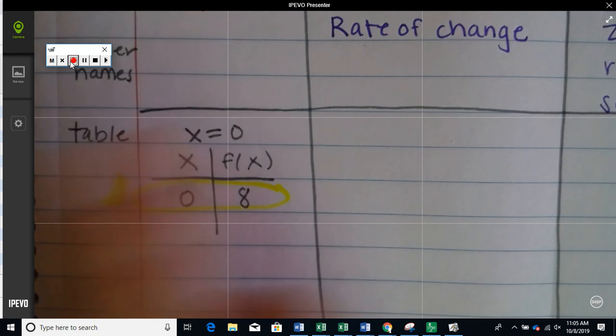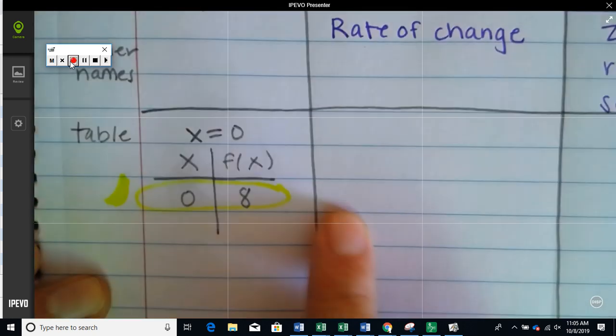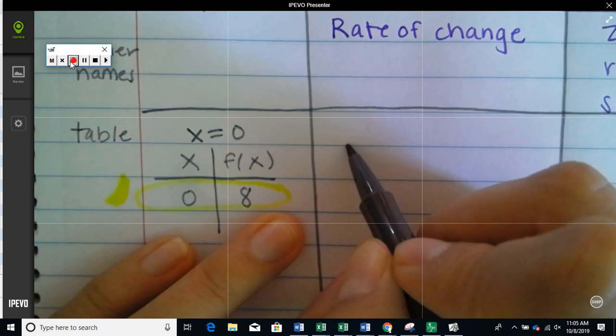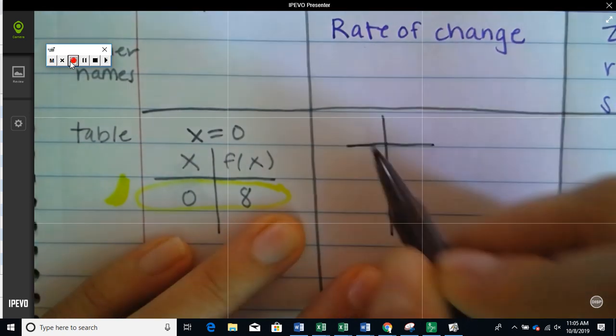So now we're going to do slope from the table, rate of change from the table. What I'm going to ask you to do is to please copy this table.